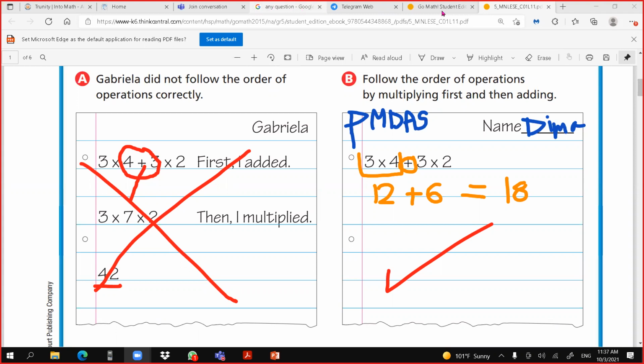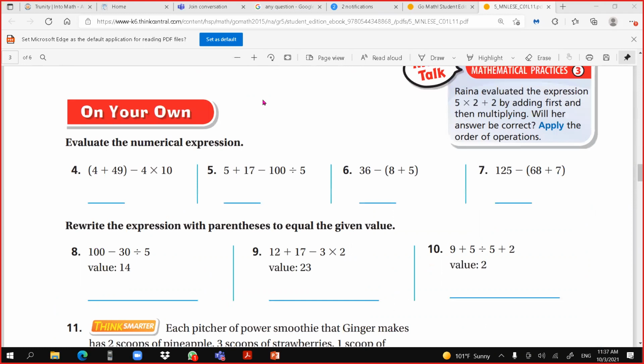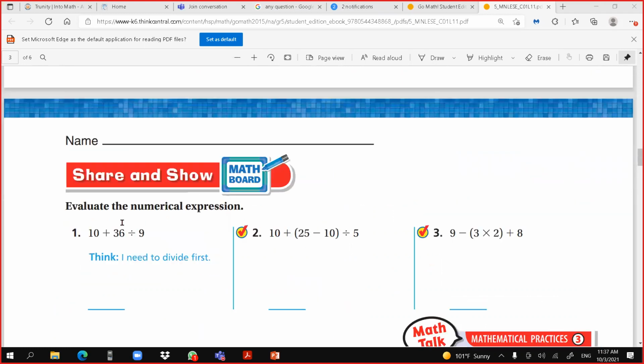Now, in order to solve my example, I want you to go to evaluate the numerical expression, page 69. Number six, page 69 here. What do we have?